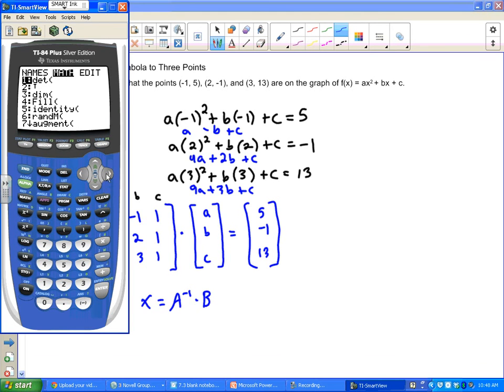So second matrix, we're going to go over to edit, and I'm just going to use the matrix I used a second ago. This is still a 3 by 3. And then 1, -1, 1, 4, 2, 1, 9, 3, 1. And then you go in and edit the other matrix. So this is 5, -1, 13. And the great thing about this is because the last thing I did was A inverse times B, I can just press enter and look, that's our new answer: 4, -6, -5.